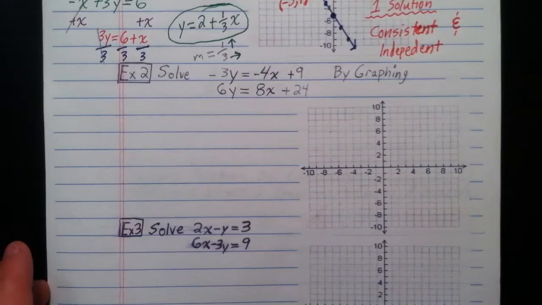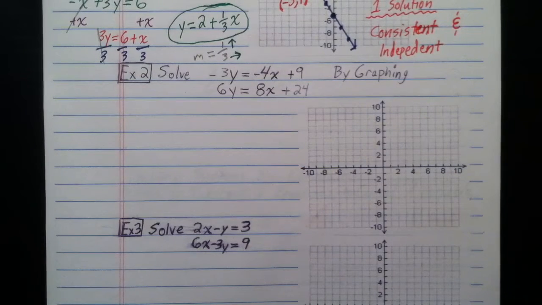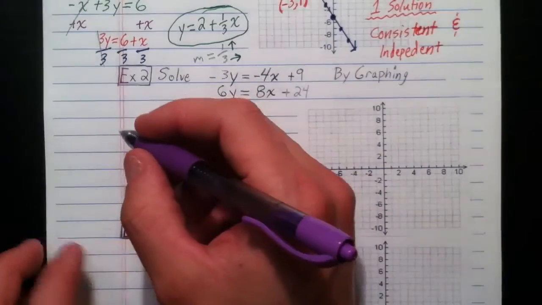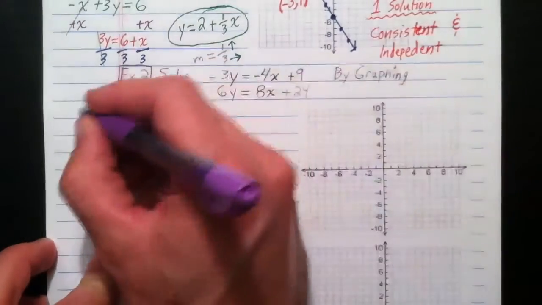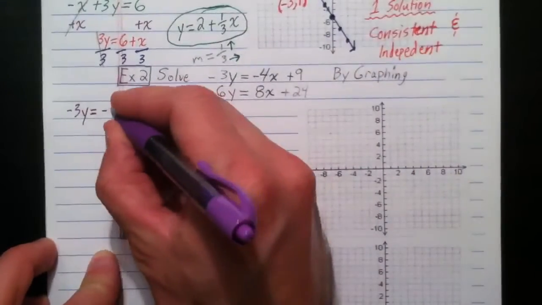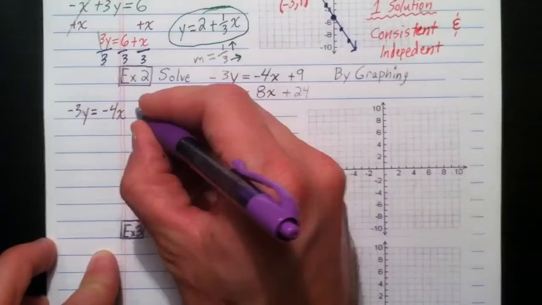Alright, so now we have the system -3y equals -4x plus 9, and 6y equals 8x plus 24. So same idea, we're trying to graph these to solve. So in order to graph them, we're going to want to solve them for y, get them into y equals form, slope-intercept form, and then graph. So let's start with our first equation. We have -3y equals -4x plus 9.